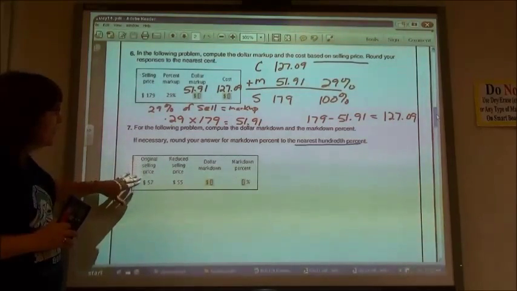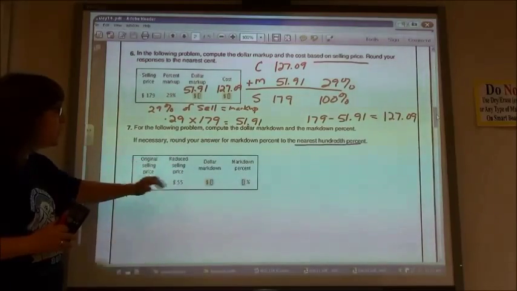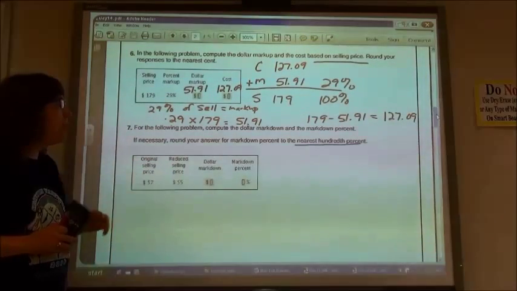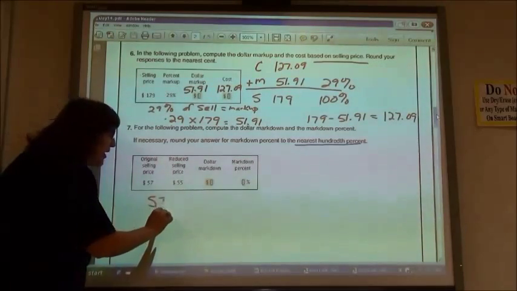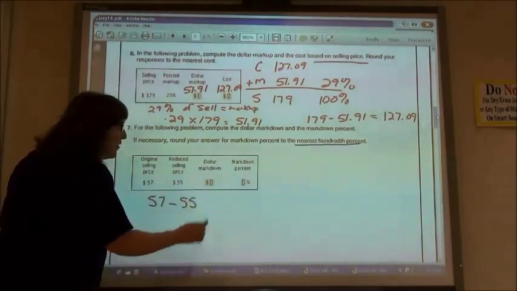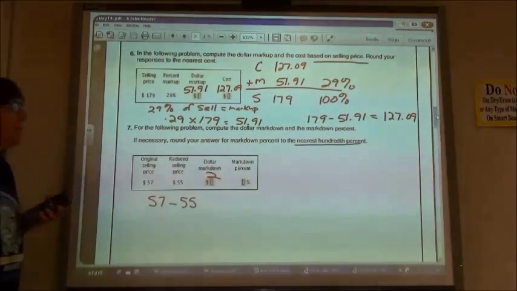Now here we have an original selling price and we're going to reduce the price. We want to figure out how much the dollar markdown is. Well, if my original price was $57, but I sold it for $55, that means I marked it down by $2.